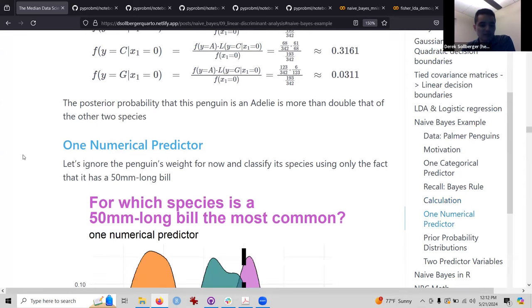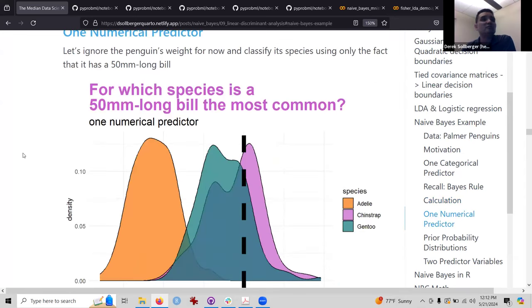Moving right along, but feel free to ask questions. I do have the chat window open as well, so if you prefer that method, that's there.